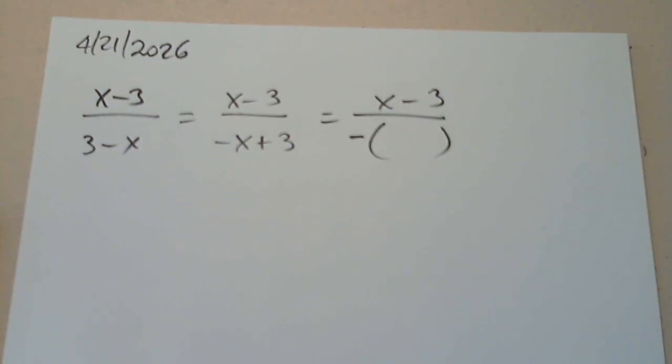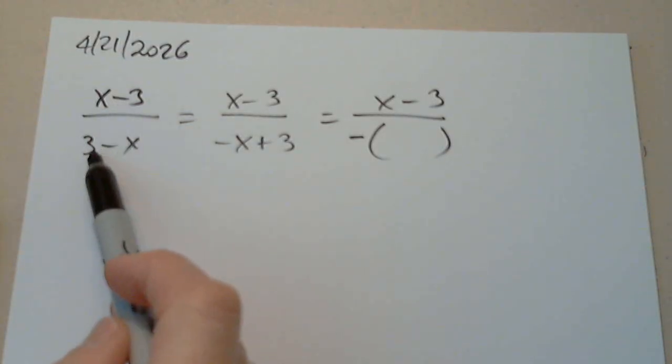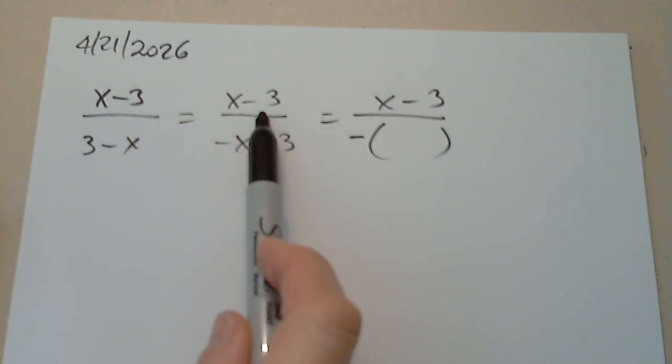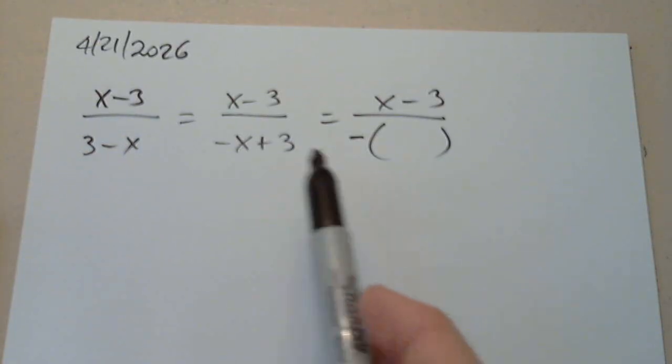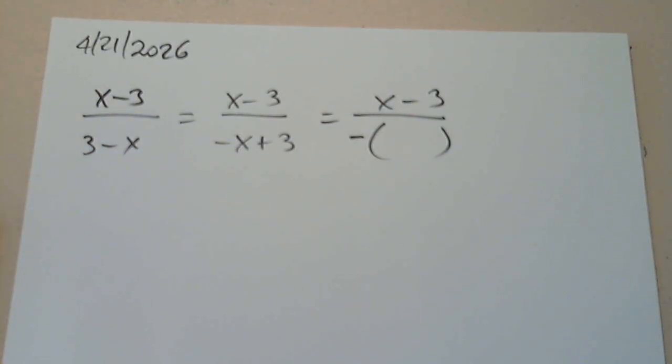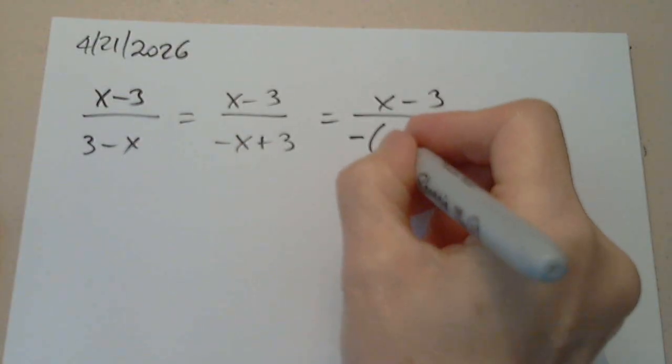Oh, I'm sorry. Let me start from scratch. So we had x minus 3 over 3 minus x. The numerator is in descending order, no problem. But the denominator is not. I have to rearrange it. And according to our strategy that we can never ever forget, we can never skip any steps, then we have to factor out the negative leading coefficient. That's a must. So the denominator becomes x minus 3.